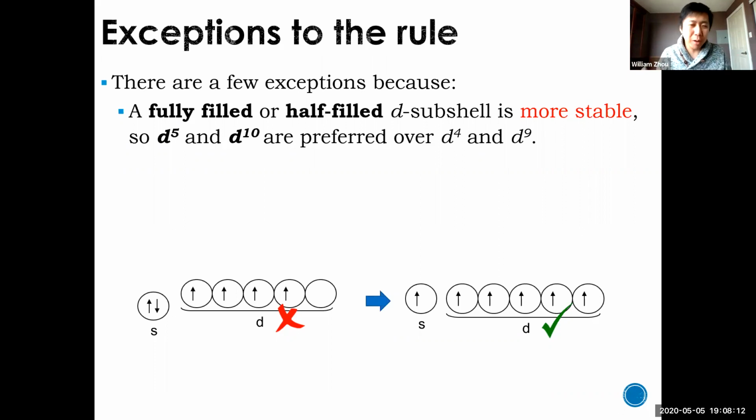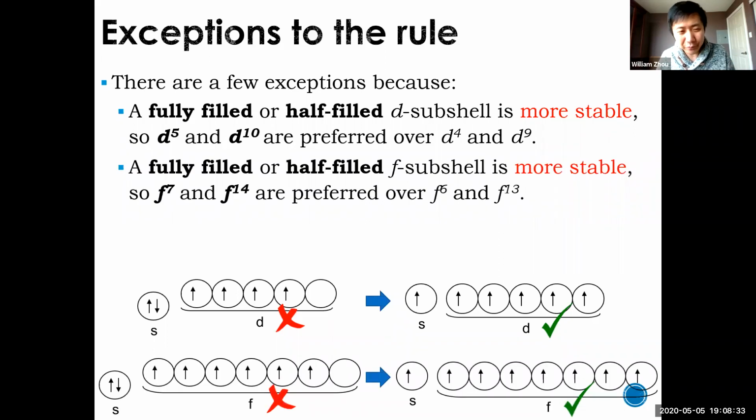You prefer it so much that you will cheat and steal an electron from the s orbital and give it to the D so that the D will complete a set. You see how this works in the picture? You have an S2 and a D4. That's not good. That's not stable. So you rip an electron from the S, you give it to the D. Now it becomes stable.